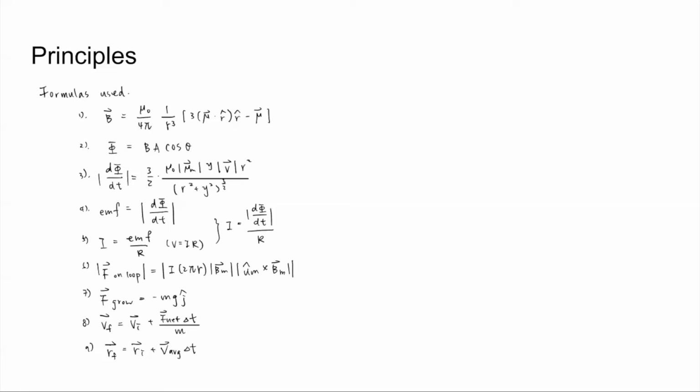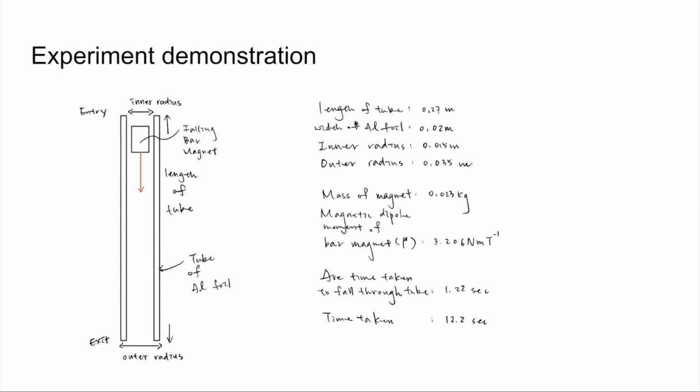And the seventh is gravity, equal to mg, but also multiplied by the factor J, which is the unit vector of the y direction. And 8 and 9 are related, but they are mostly derived from Newton's law. The following are the experiment demonstrations.